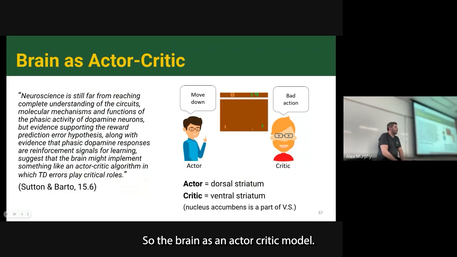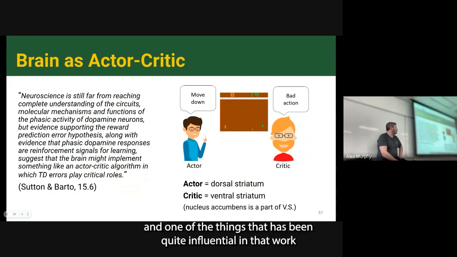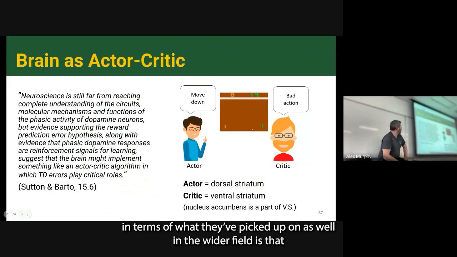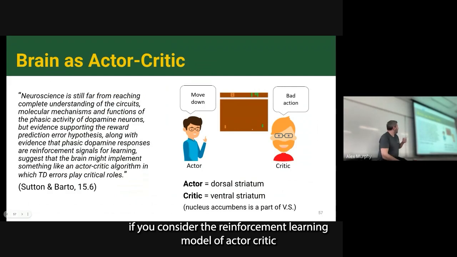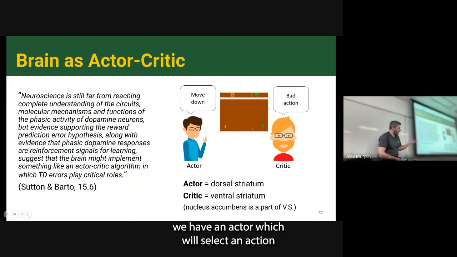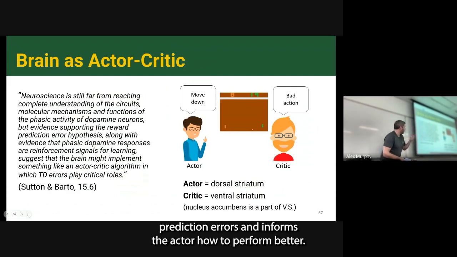Okay. So the brain is an actor-critic model. Section 15 of the Sutton and Barto book goes into a lot of the neuroscience concepts. And one of the things that has been quite influential in that work, in terms of what they picked up on in the wider field, is that if you consider the reinforcement learning model of actor-critic, we have an actor which selects actions, and then a critic which monitors the rewards, reward prediction errors, and informs the actor of how to perform better.